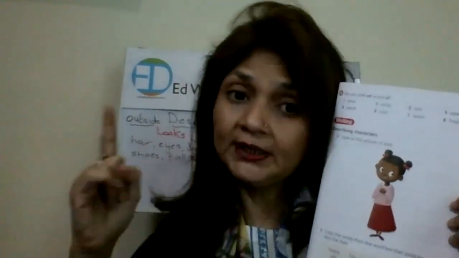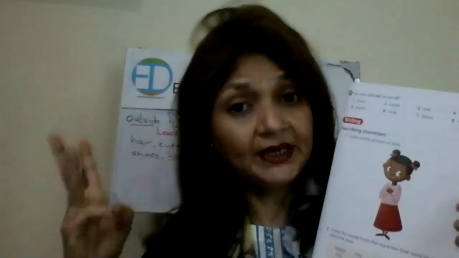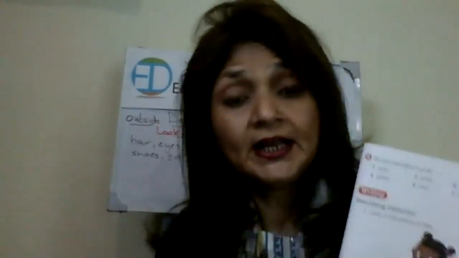Ada is a small girl with black hair and big eyes. She's wearing a pink shirt and a red skirt. Then comes the inner part. When you have read the story, you must have an idea what type of person Ada is. So you can take help from here, they have given some words to help you write about the character.